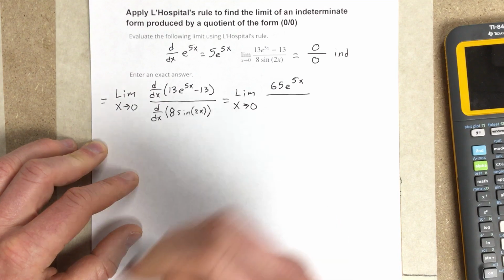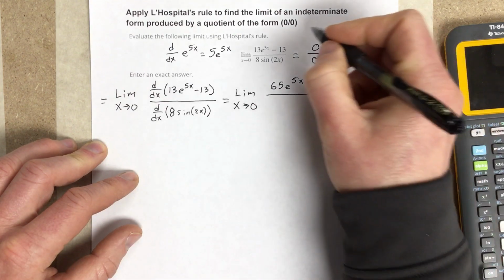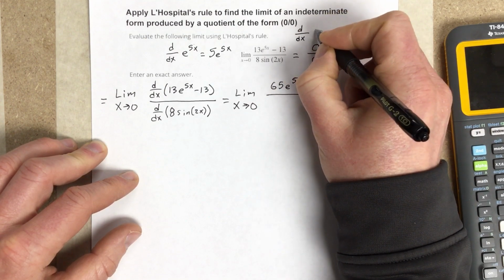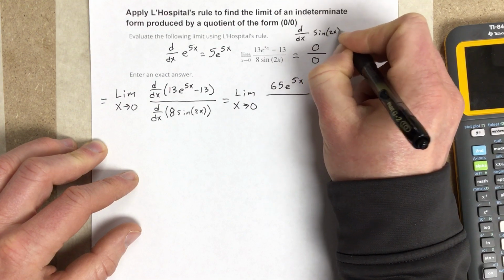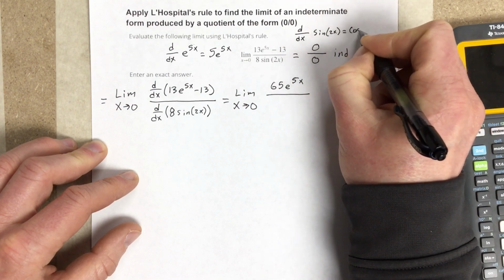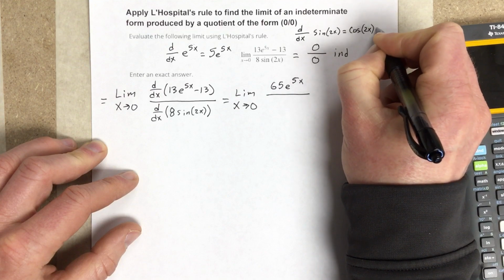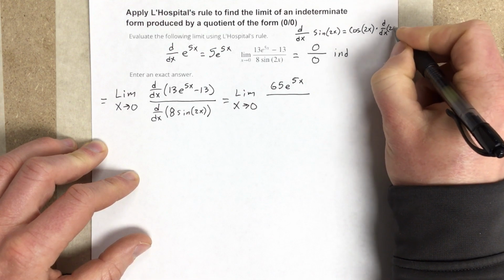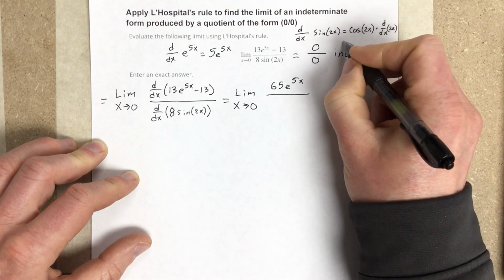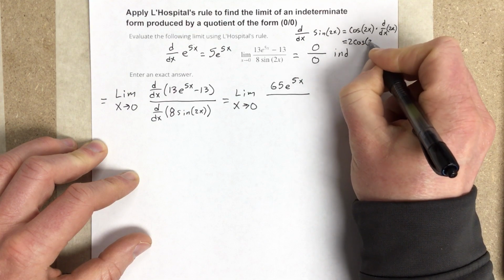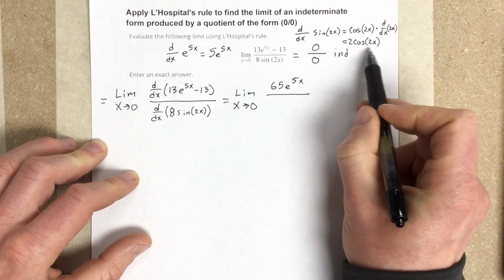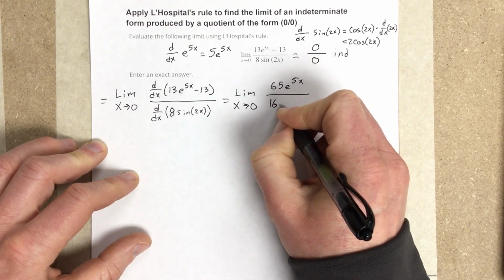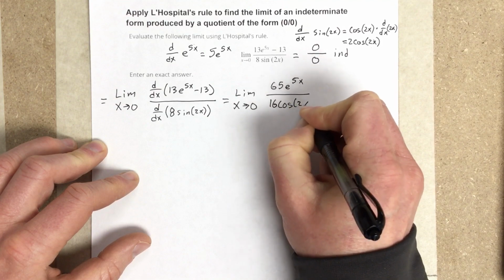Derivative of 8 sine 2x. So the derivative of sine 2x is equal to cosine 2x times the derivative of 2x, which is 2, so you end up with 2 cosine of 2x. So I'm going to go ahead and write 2 cosine 2x, but I have to multiply it times 8, so it's actually 16 cosine 2x when I take that derivative down there.